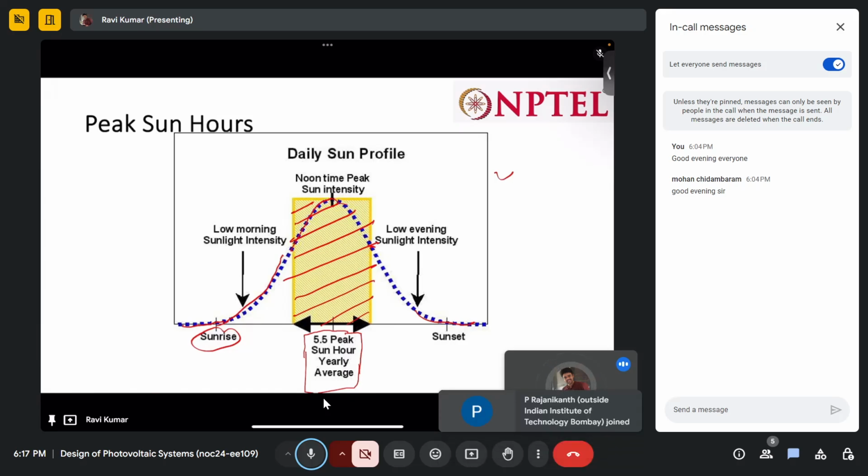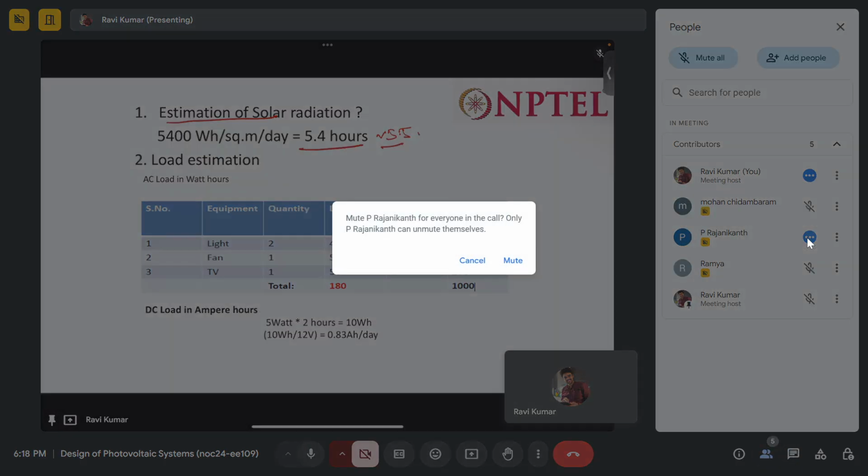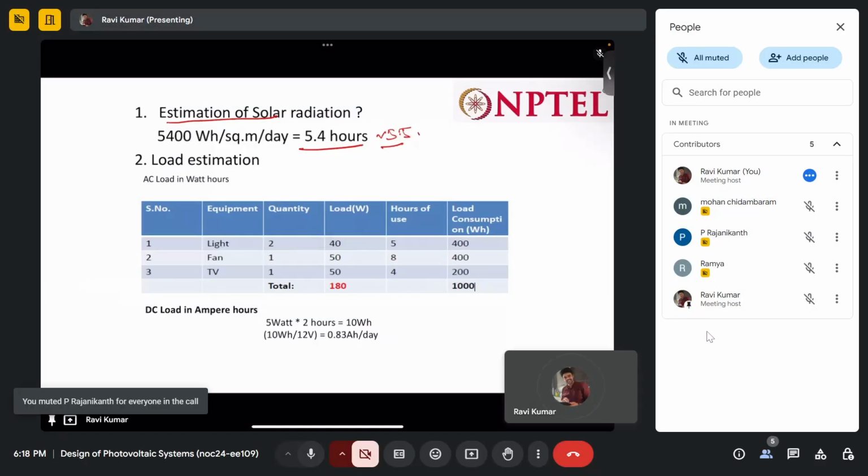So we have estimated the solar radiation. The solar radiation is for 5.4 hours, or we can say 5.5 hours. Nothing will change much here. So now we need to estimate the load.